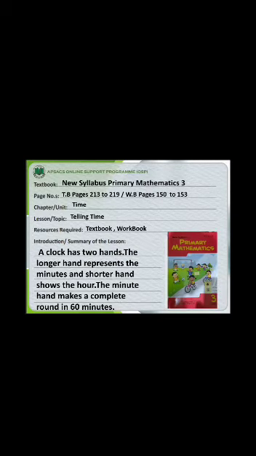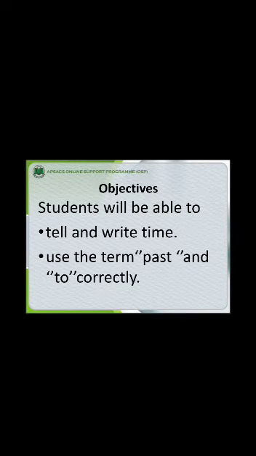Summary of the lesson: a clock has two hands. The longer hand represents the minutes and the shorter hand shows the hour. The minute hand makes a complete round in 60 minutes. Now we are going to discuss this topic in detail. Let's see what the objectives of the lesson are. Students will be able to tell and write time. They will also be able to use the terms past and to correctly.